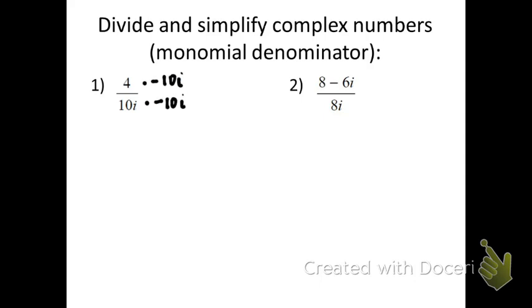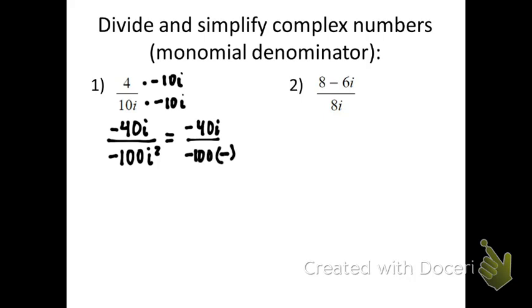Okay, we multiply that out. Numerator, 4 times negative 10i is negative 40i. Denominator, we have negative 100i squared. Simplify that. This is like saying negative 40i over negative 100 times another negative sign. Simplify that again. We get negative 40i over positive 100. We know 20 goes into negative 40 and 100, which is going to be negative 2i over 5. That's for number 1.